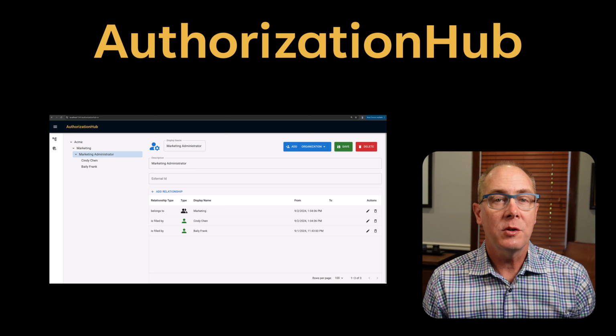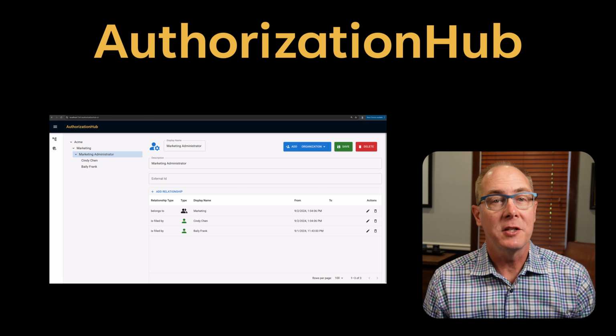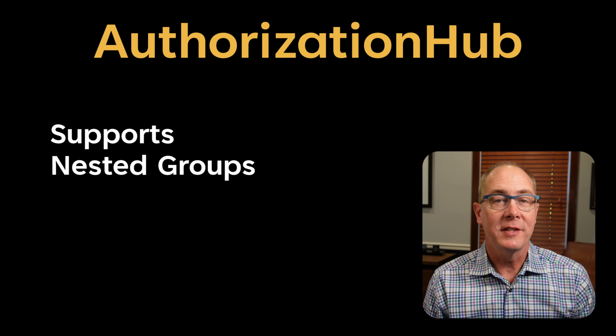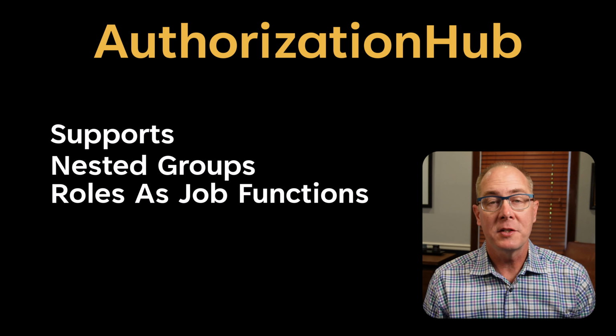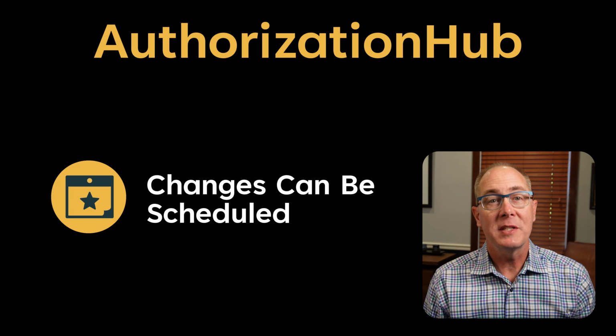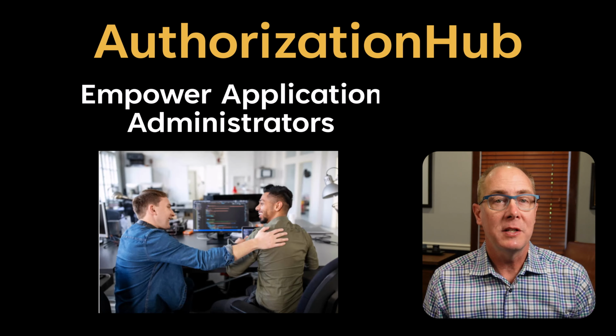It gives you a user interface because you have better things to do than to write another user interface. You just pick a route in your web application and we provide the UI. AuthorizationHub also supports nested groups, roles as job functions, and allows users to be part of multiple tenants. And even better, changes to the users can be scheduled before they need to take effect, and that means application administrators will spend less time doing data entry and they'll do it when they want.